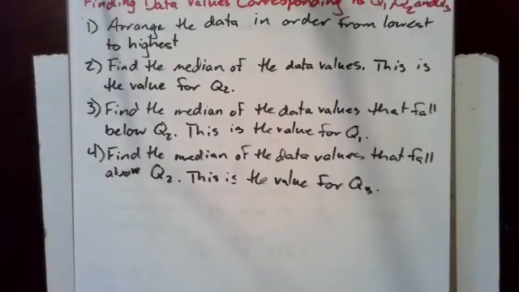To find data values corresponding to Q1, Q2, and Q3, first arrange the data in order from lowest to highest. Then, find the median of the data values. This is the value for Q2. Find the median of the data values that fall below Q2, and that's the value for Q1, and find the median of the data values that fall above Q2, and that's the value for Q3.